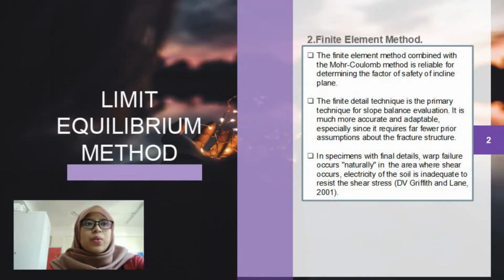In the finite element method, failure occurs naturally in the area where shear occurs, where the strength of the soil is inadequate to resist the shear stress. By the study of Griffiths and Lane, 2001.